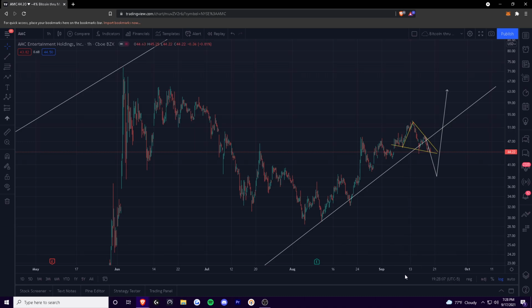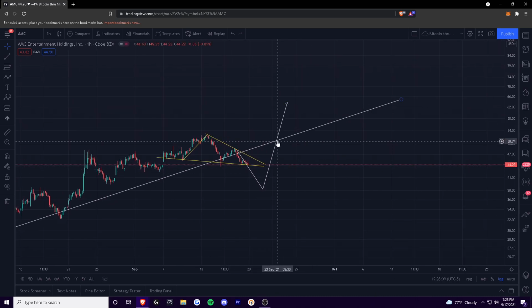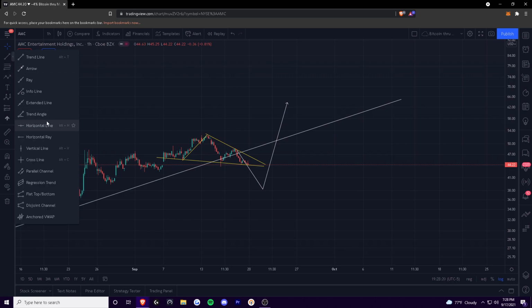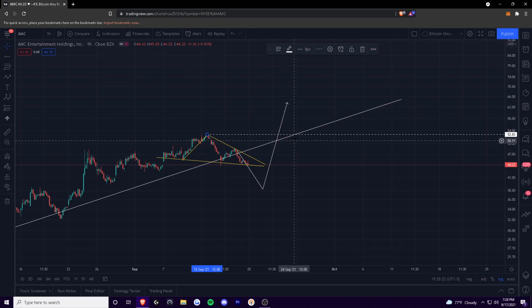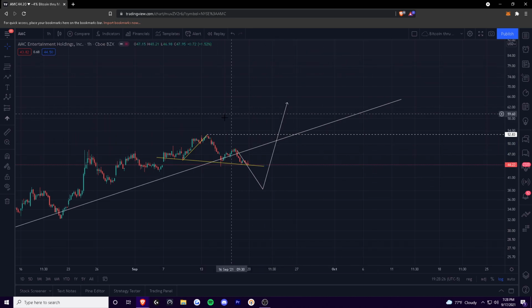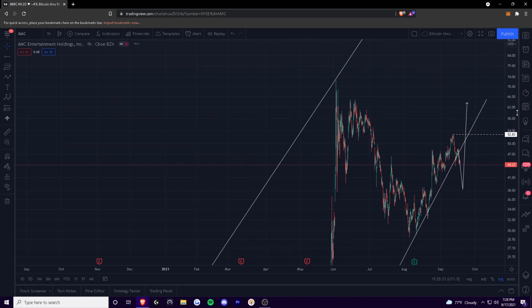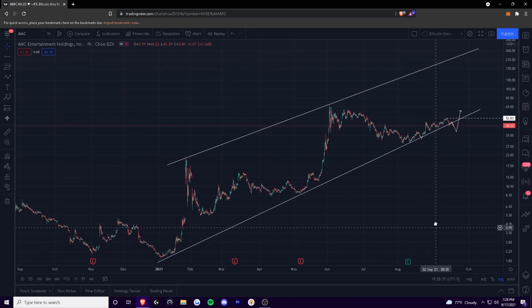What I'm saying here is a $50 plus, right? If we break a higher high on this, what is this high? If we break above this level, this 53-ish level, right? And we break back into this long-term bullish trend that's been going on for months, almost the entire year, right?